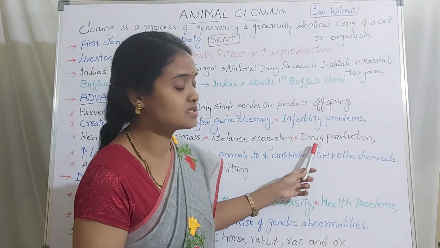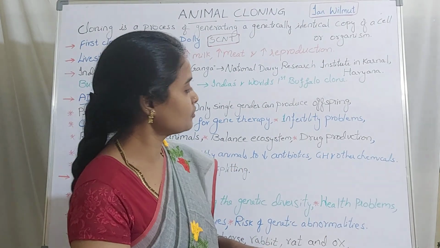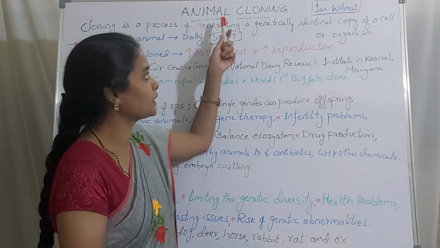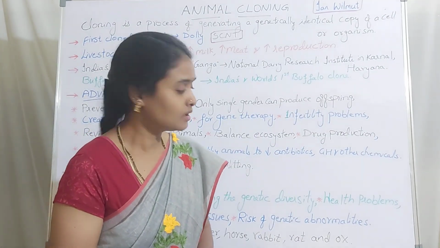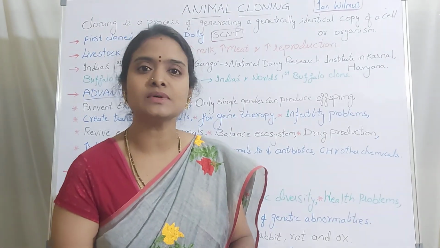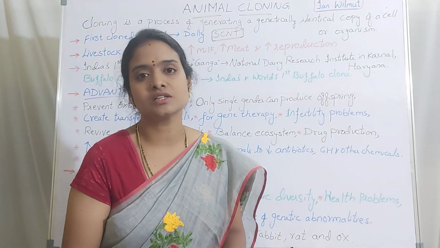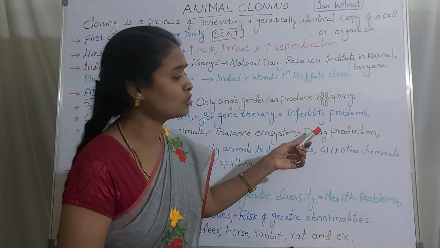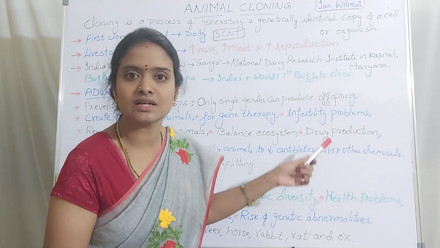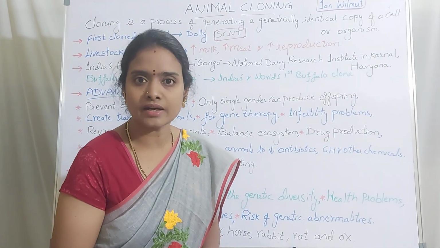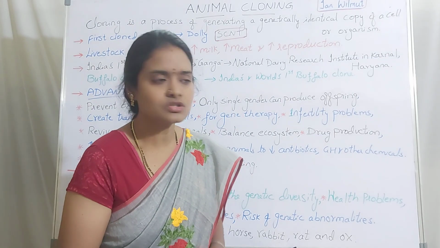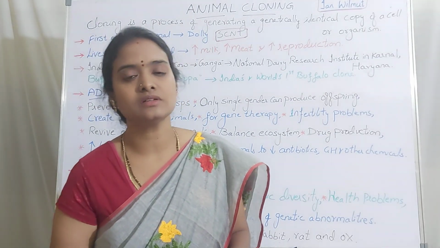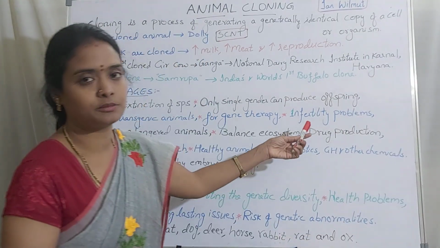The next advantage is drug production. Instead of producing chemical drugs, you can use animals as bioreactors. Already we have discussed animal bioreactors, where the animal itself produces certain useful drugs or medicines, such as the milk of the goat, which has medicinal properties, so it can be used as a drug. You have many other vaccines and antibiotics which can be obtained directly from these cloned animals.